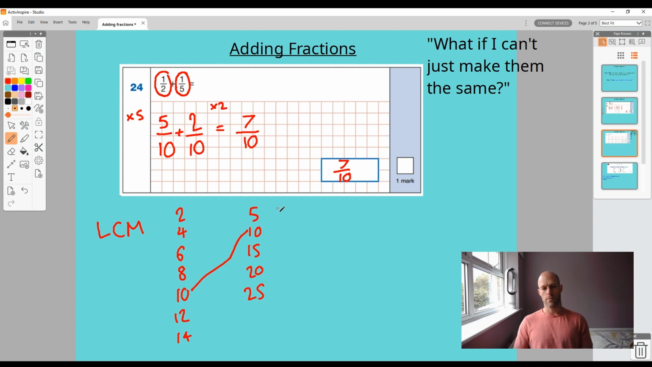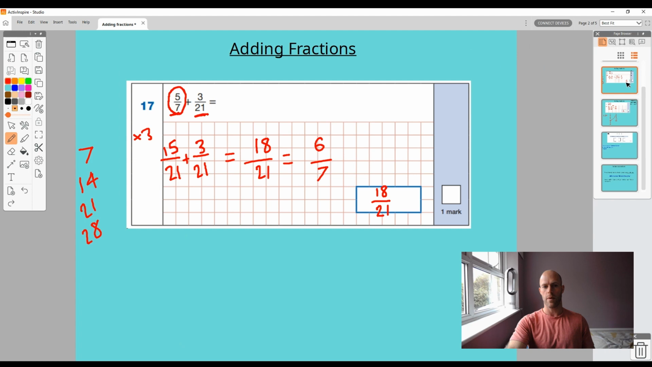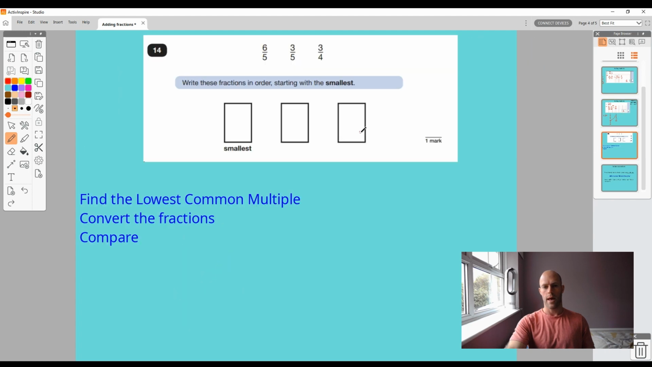Toolkit, very useful. It only takes 20 seconds, but it can improve your accuracy on almost every question. Those are the two types of questions you're going to get on an arithmetic paper. And here is an example of a question that you get in a reasoning paper.